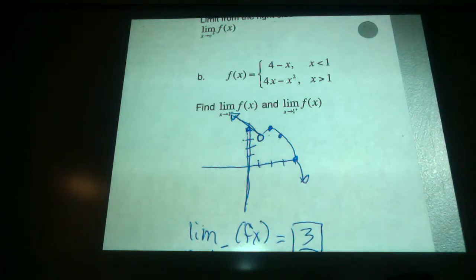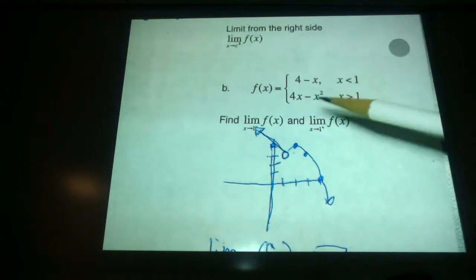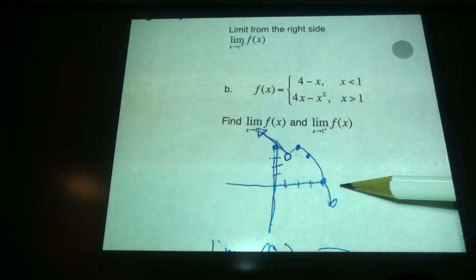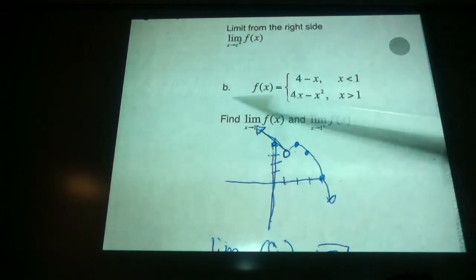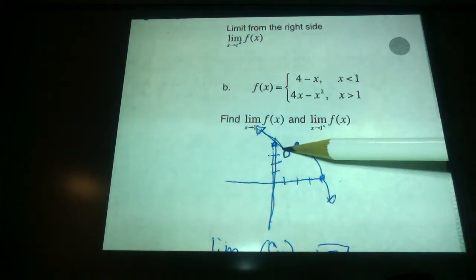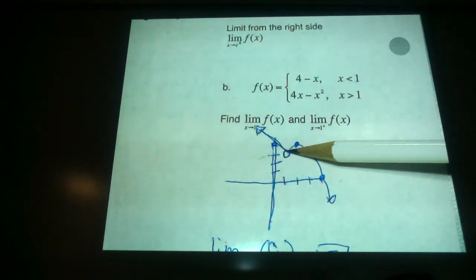1, 2, 3, 4. Yeah, so I plugged in 4, and that gives me a value of 0. And so I've got the shape of my graph. And as you can see, as x approaches 1 from the left, it does hit a value of 3. So the overall limit on this one actually does exist.